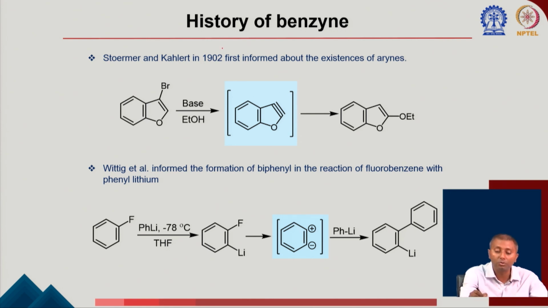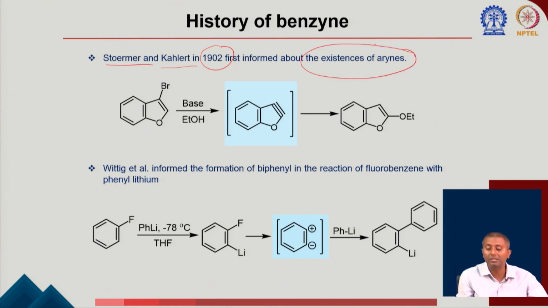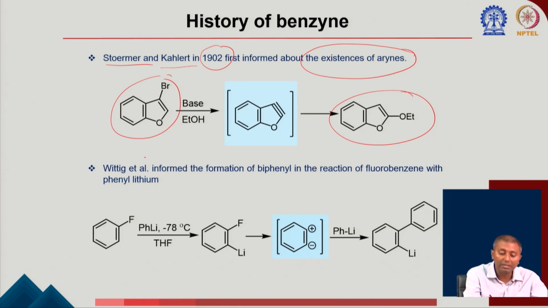In 1902, in the initial discovery by Stoermer and Kahlert, they first proposed the existence of arynes. They mentioned the existence of aryne when they started from this 3-bromobenzofuran and were able to get this 2-ethoxybenzofuran. At that time they mentioned that this might be going through some sort of aryne intermediate.